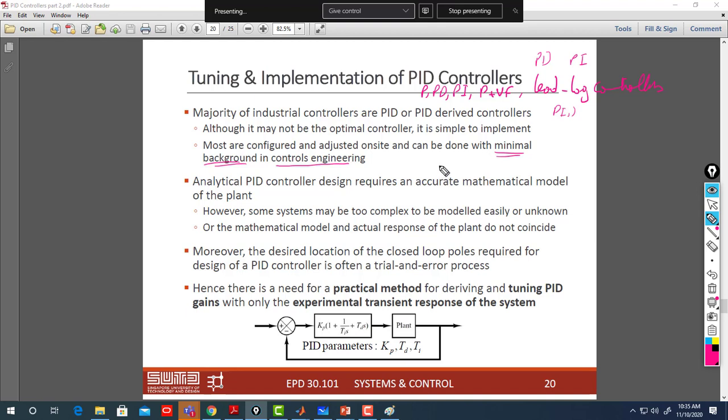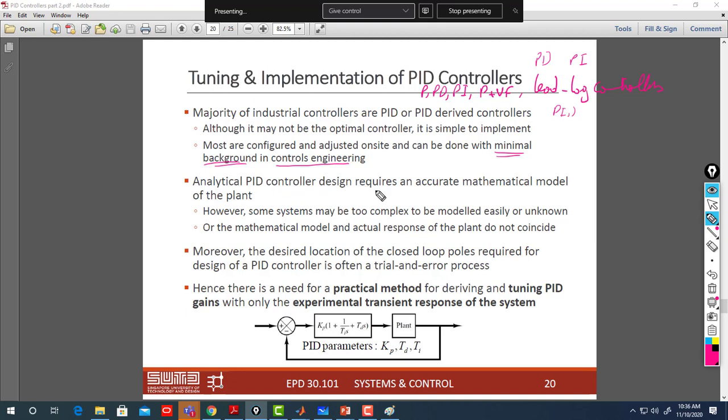And by the way, in this course, we're actually getting the minimal background on control engineering. Okay, so just to let you know, now you'll be able to tune on site. Before this course, maybe you were unable to tune on site. So this is what you are taking in this course, the minimal background in control engineering. You cannot say you are really a control engineer after this course.